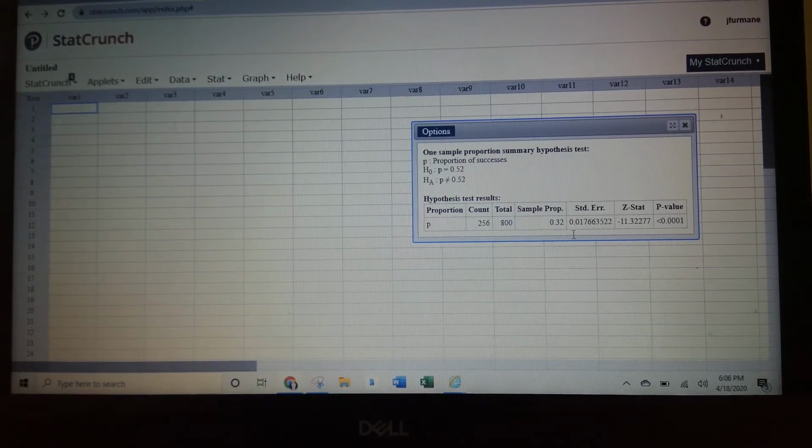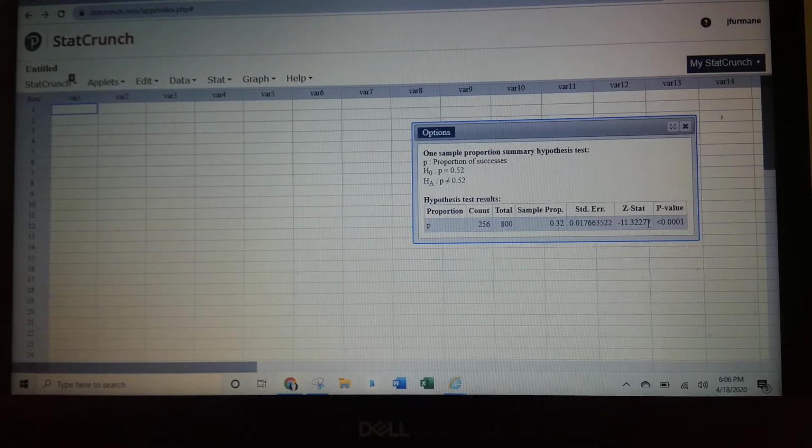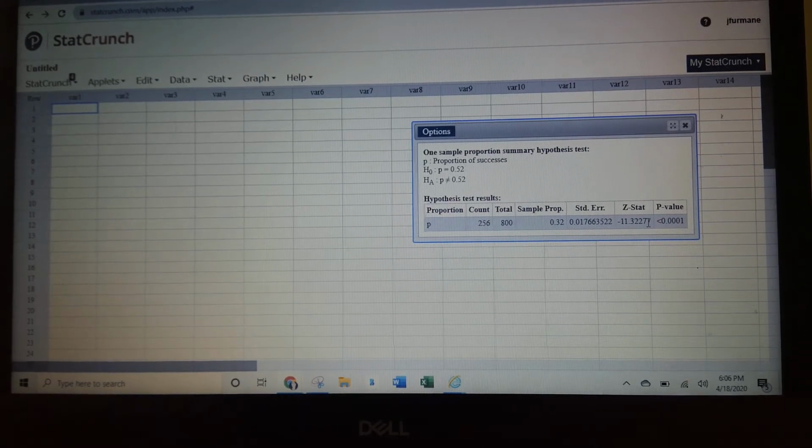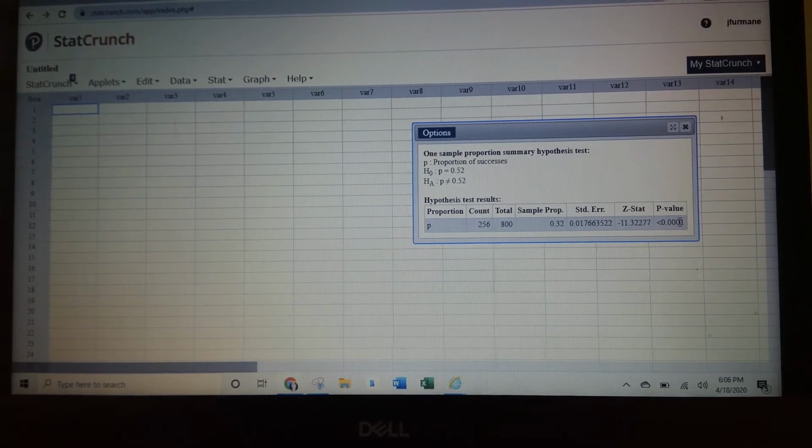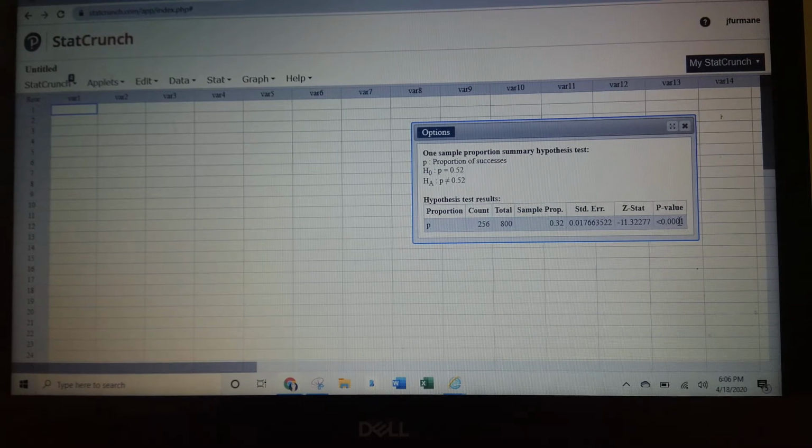There we go. Still gives me the sample proportion, but this time it gives me the test statistic, and that's exactly what we found in our notes, which was negative 11.32, right on. It also gave me the p-value. The p-value was so small, it's less than 0.0001. We knew it was going to be small because it was so far off of my table 5 that I couldn't even find it.